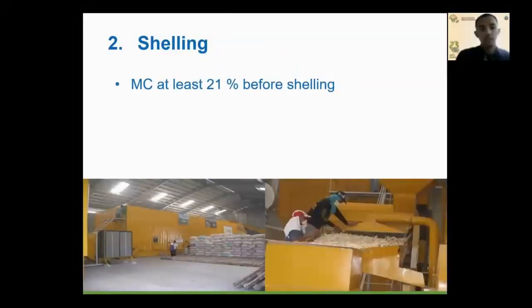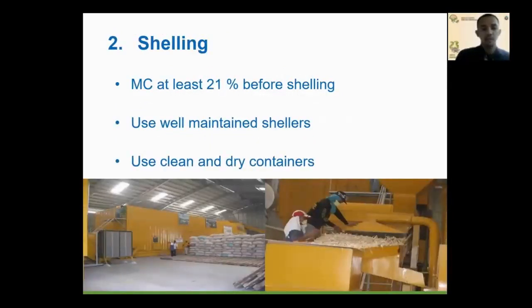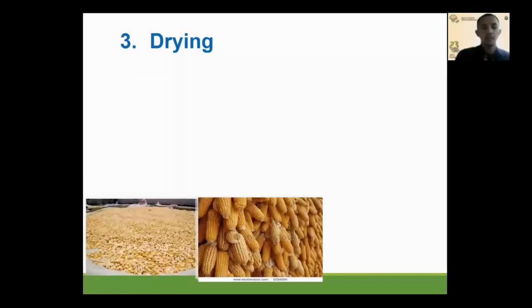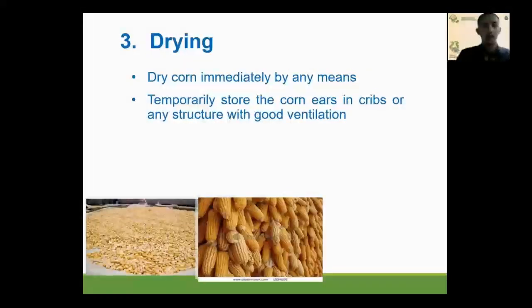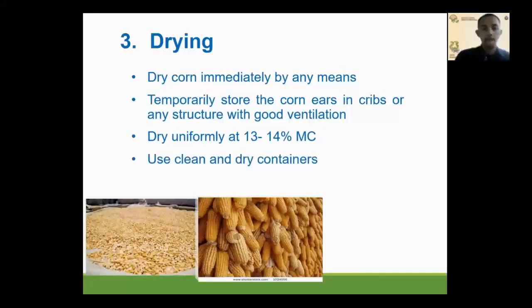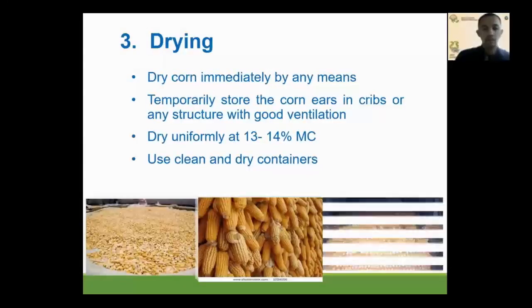So for shelling, the moisture content should be at least 21%. Use well-maintained shellers, and use clean and dry containers. For drying, dry corn immediately by any means. Temporarily store the corn ears in cribs or any structure with good ventilation and not directly in contact with the ground. Dry uniformly at 13 to 14% moisture content. Use clean and dry containers for storage.